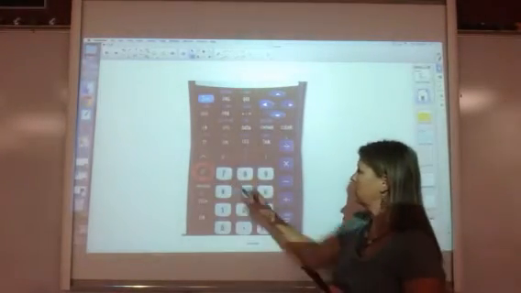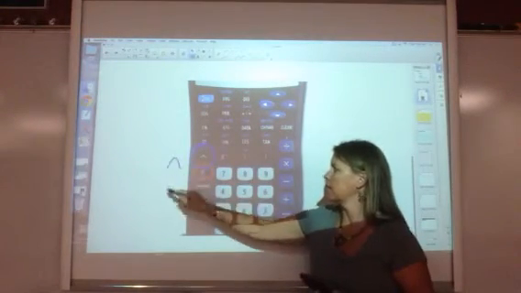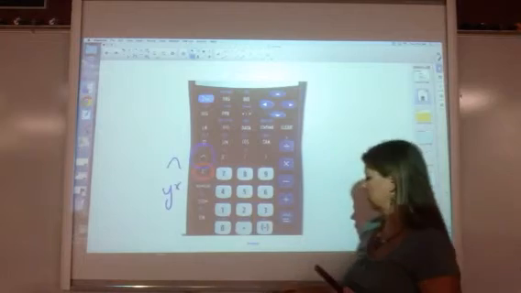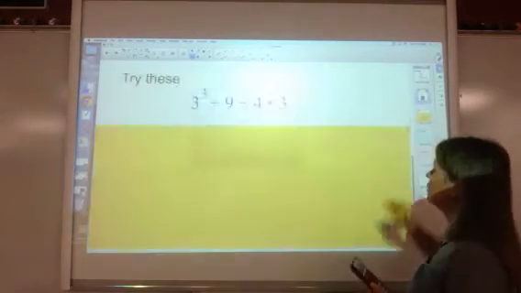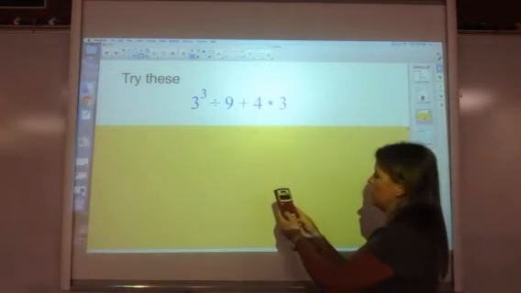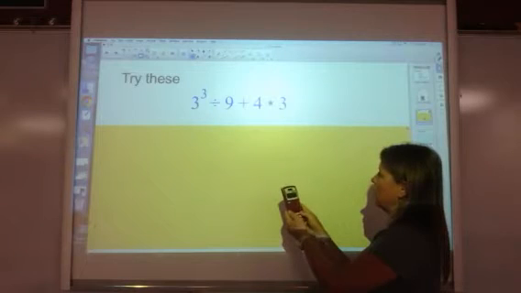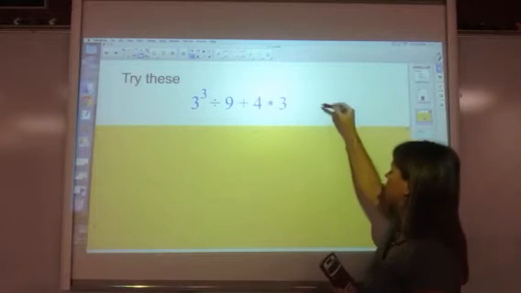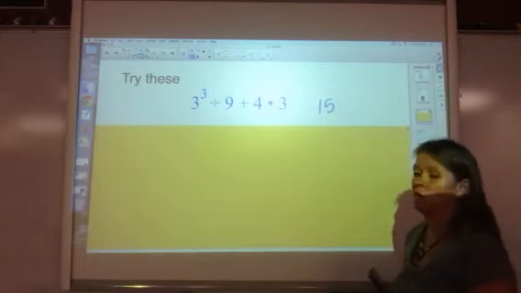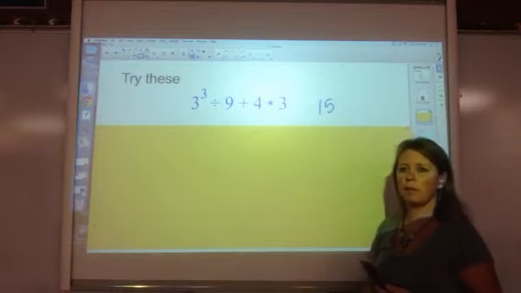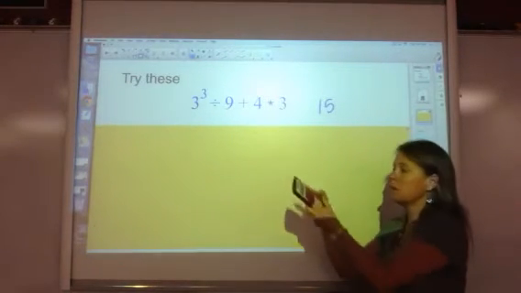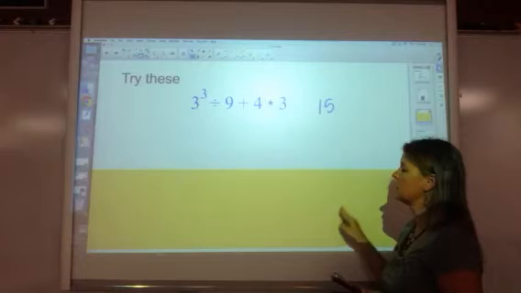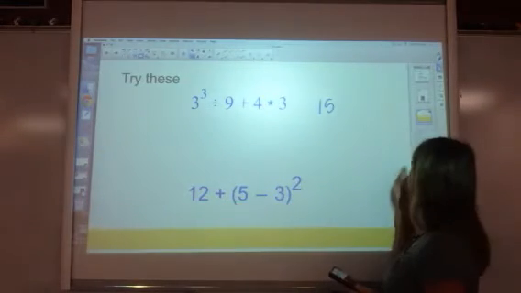A lot of you have little carrots like this. Some of you have a Y to the X button. But you're going to type it in straight across, right through the screen. 3 power 3 divided by 9 plus 4 times 3 equals 15. Magic. If you're using your phone, check and see that your phone does order of operations. Do you have to turn your phone sideways to make it do order of operations? Make sure you're using the correct calculator.